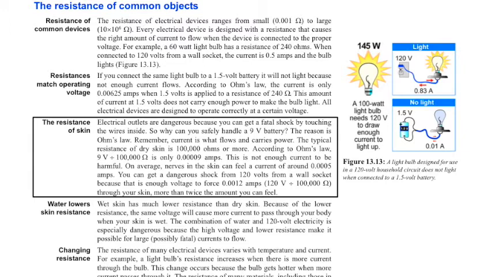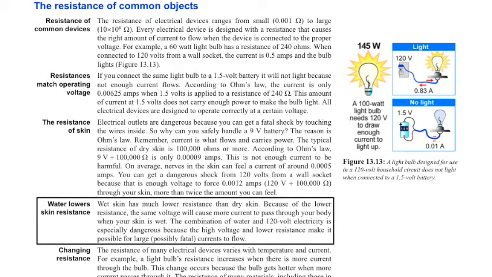On average, nerves in the skin can feel a current of around 0.0005 amps, which is 500 microamps. So 500 microamps is the minimum current that your skin can feel, compared to the 90 microamps from a 9-volt battery. You can get a dangerous shock from 120 volts from a wall socket because that is enough voltage to force 0.0012 amps, which is 1,200 microamps, through your skin. That is more than twice the amount you can feel.